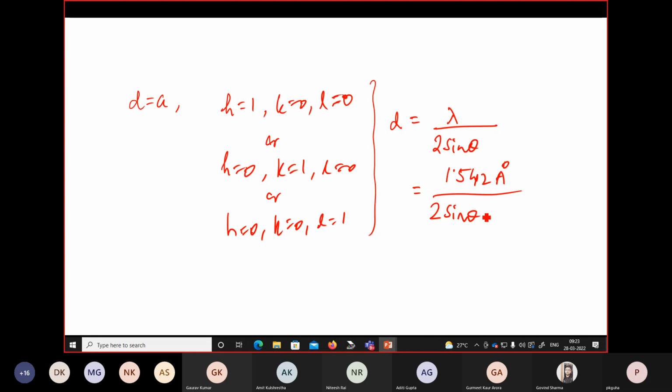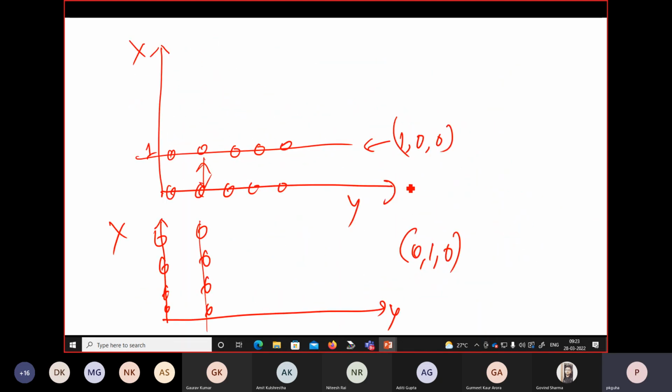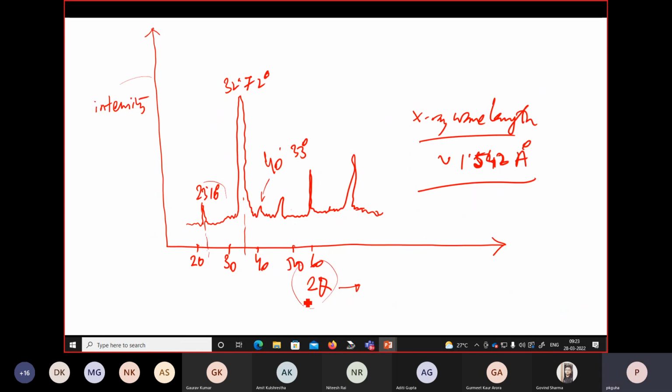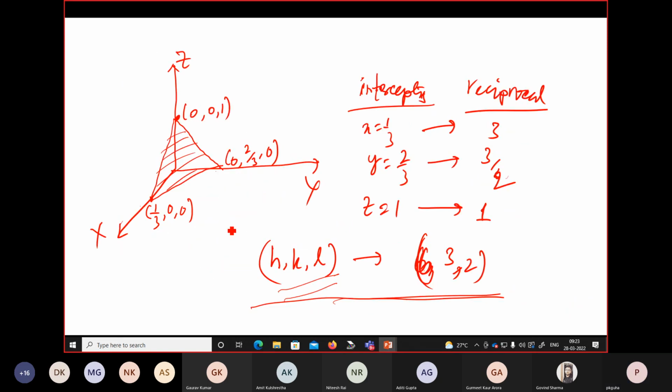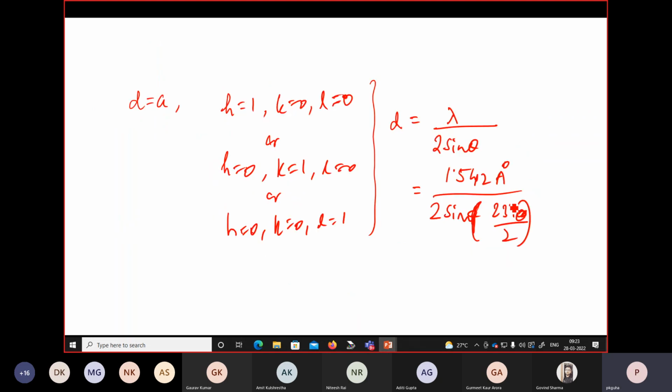2 sin theta is how much? Sorry, theta will be 23.10 divided by 2, because here it is 2 theta. So theta will be 23.10 divided by 2, and then 2 sin of this value. If you calculate for this particular example, it comes out to 3.85 angstrom. So this is nothing but your lattice constant a.